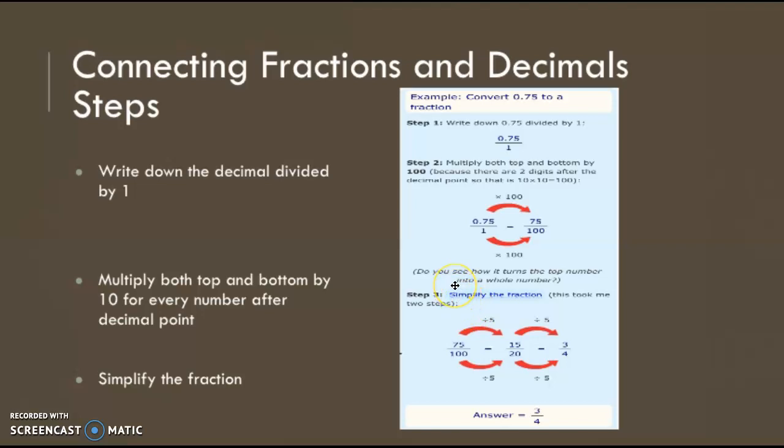Which shows how it turns the top number into a whole number. So at the bottom here, we're going to simplify this equation, which is 75 over 100, which is equal to 15 over 20, which then converts to 3 over 4. So our answer is 3/4.